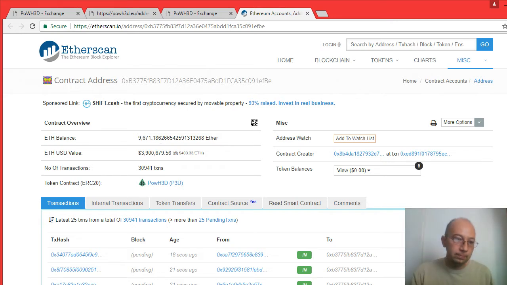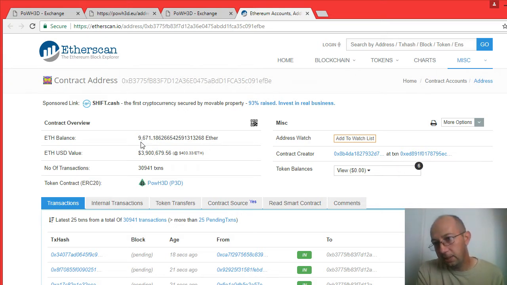But on this one, it's very transparent. So you can always see that the money's there. The money's safe. If this ever got hacked, this would be the first place you'd notice that the money disappeared.